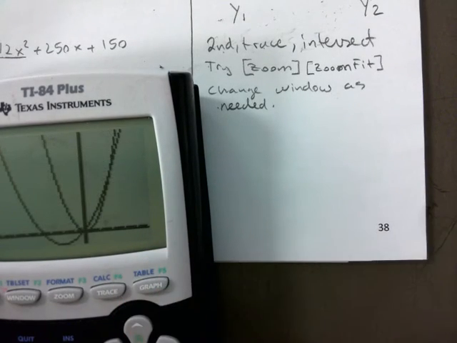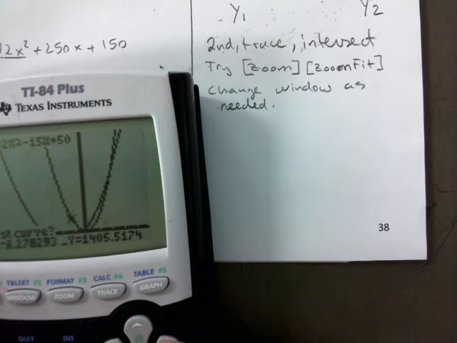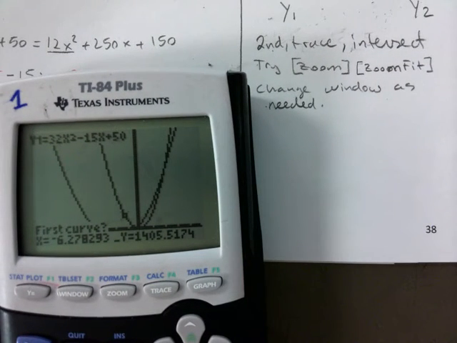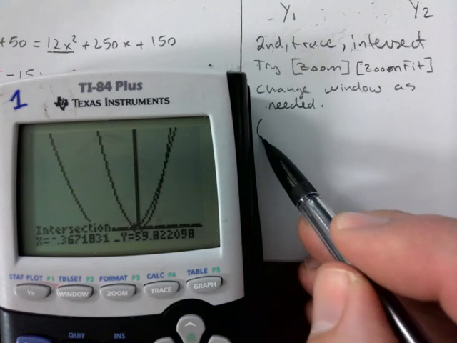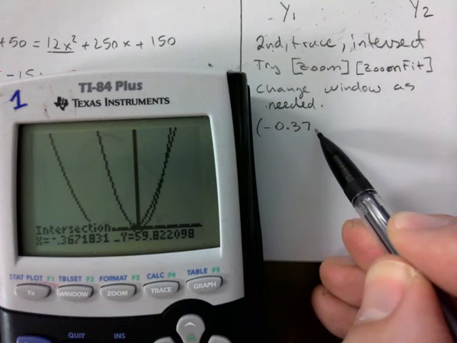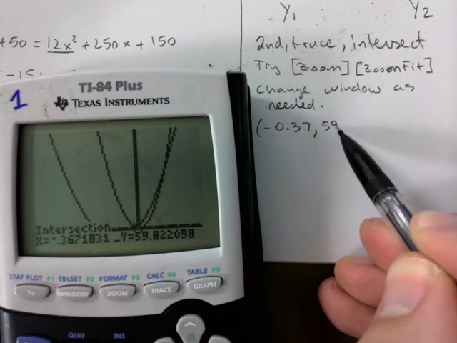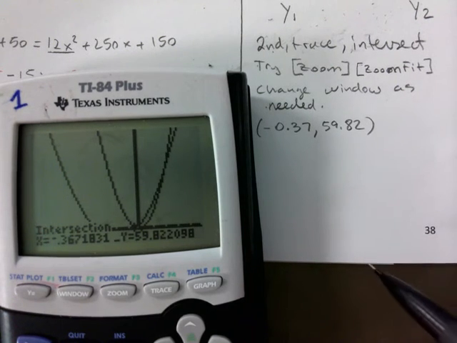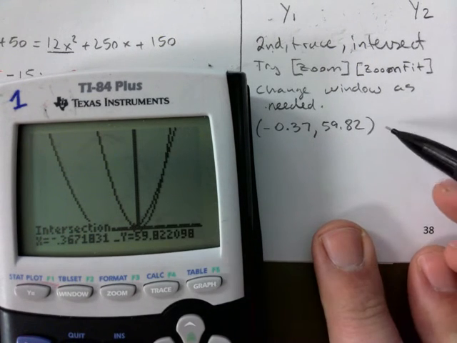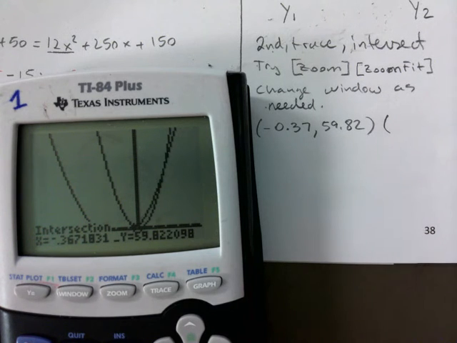So second trace intersect, and let's find the first one. We're closer to the bottom one there, so just kind of get close to it and then hit enter, enter, enter, and you get negative 0.37. Watch this. Write this down. 59.82. What's going on there? Why are we getting that? Well, it's the coordinate of that intersection right there.